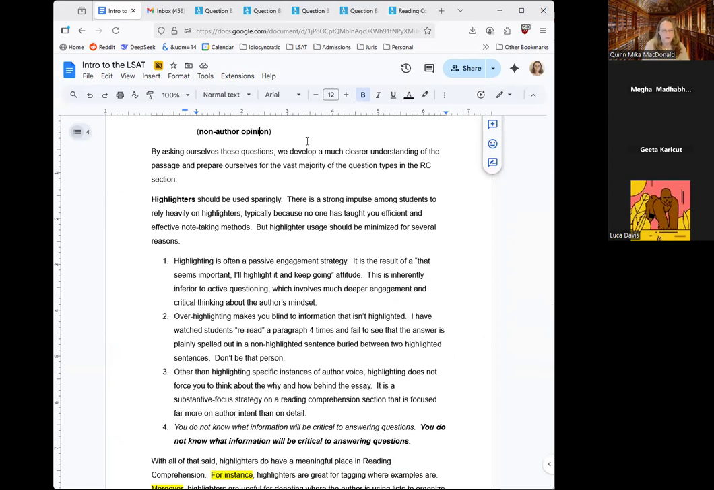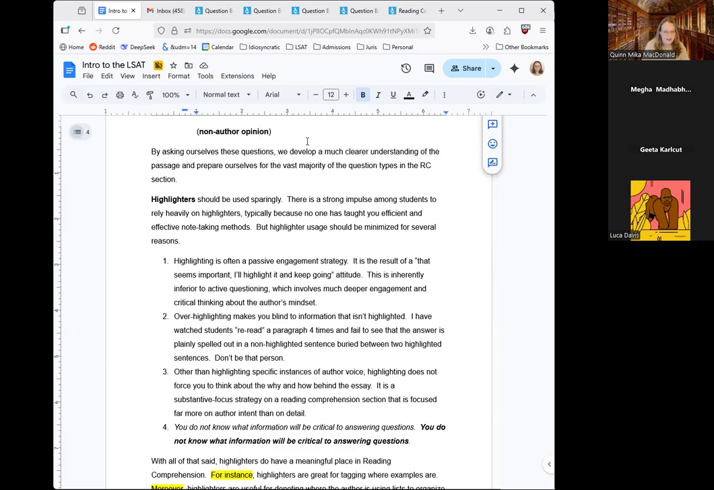Highlighters. I really, really, really like highlighters when used tactically. Highlighters are often nothing but a passive engagement strategy. It's barely better than passive reading. So first, right, it tends to come from this attitude of, that seems important, I'm going to highlight this whole sentence. That's not engaging with the sentence. That's not asking why it would be important. That's not asking what role the sentence plays in the author's overall approach. That's just passively going, oh, that seems important, I'll highlight it. That's nothing. That's not real comprehension or engagement with the text.